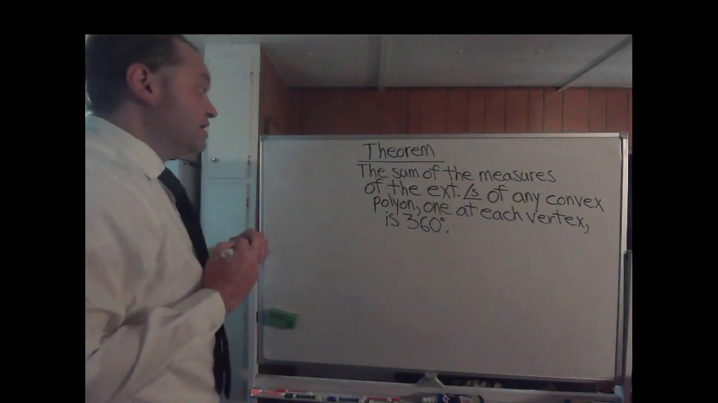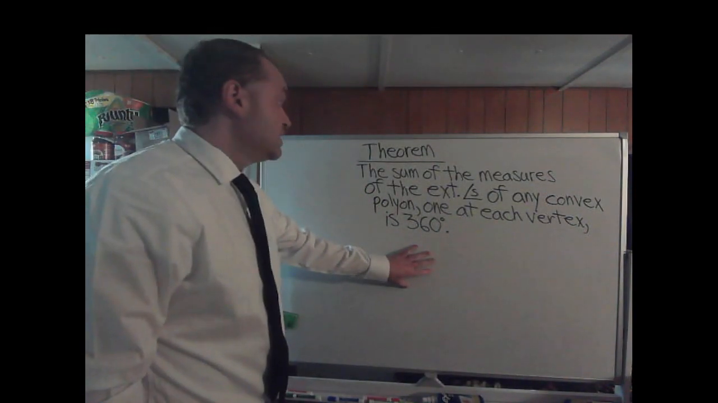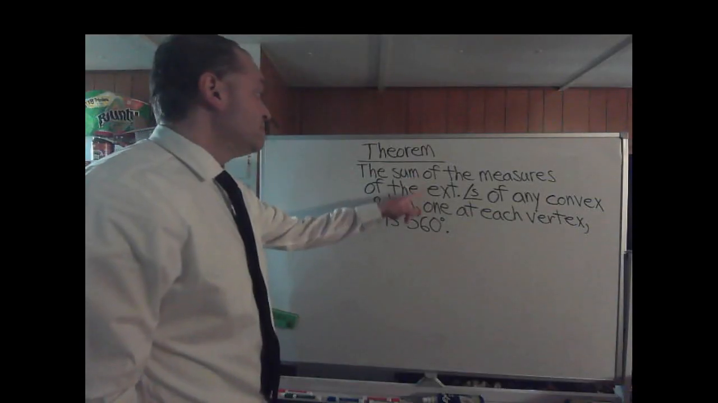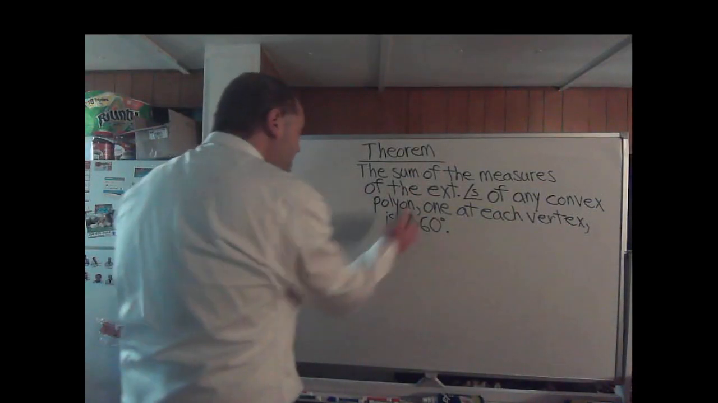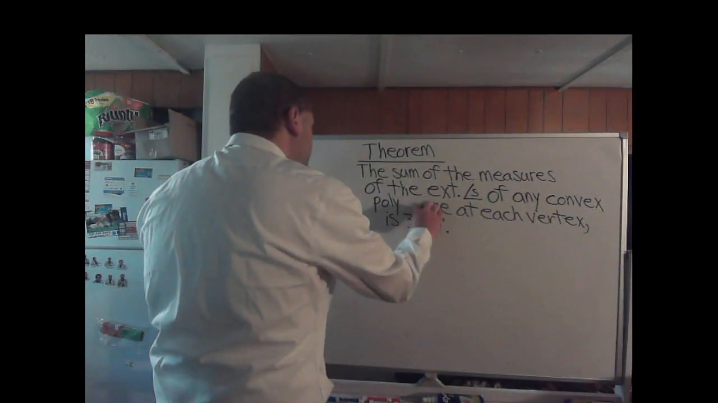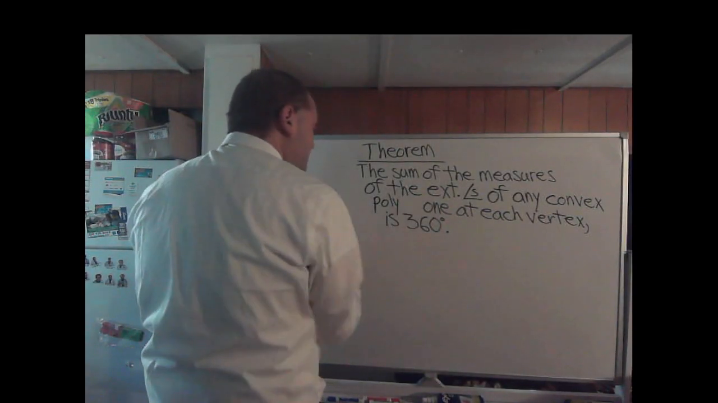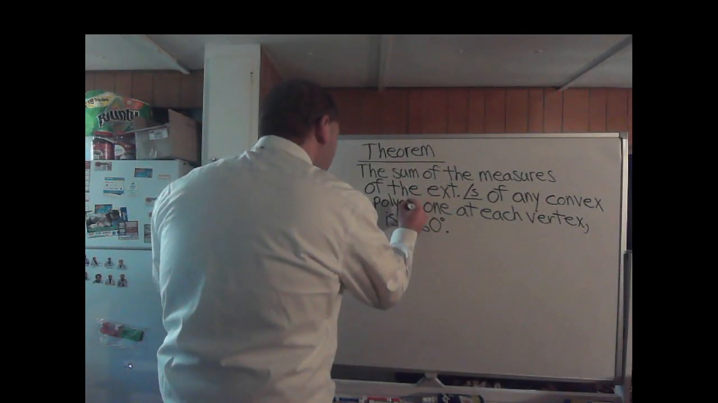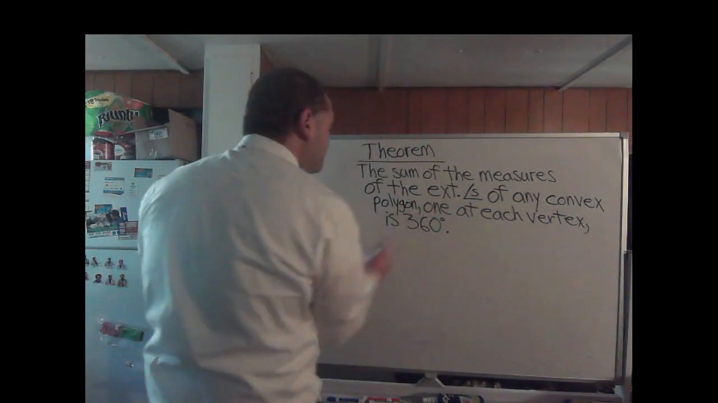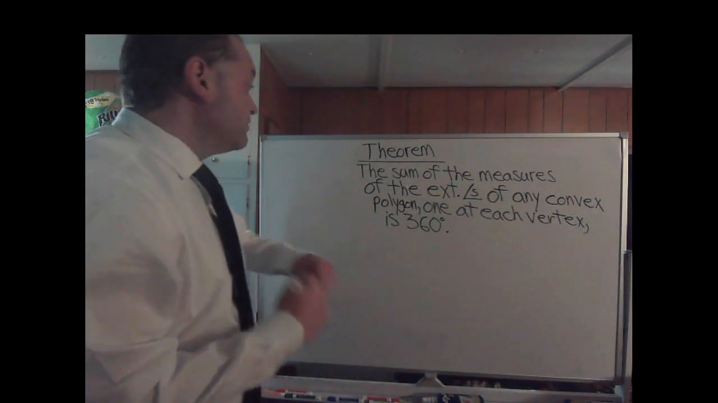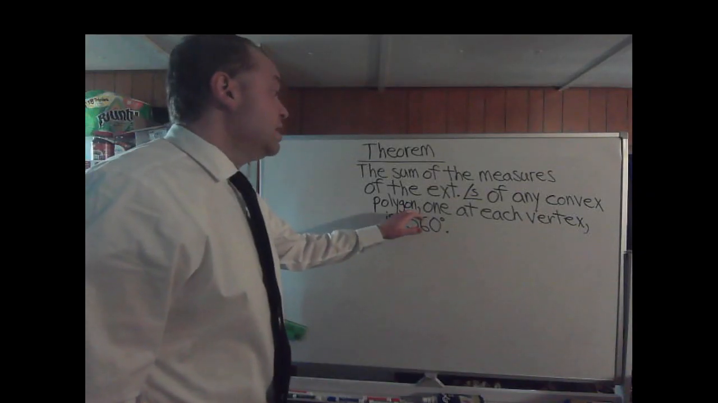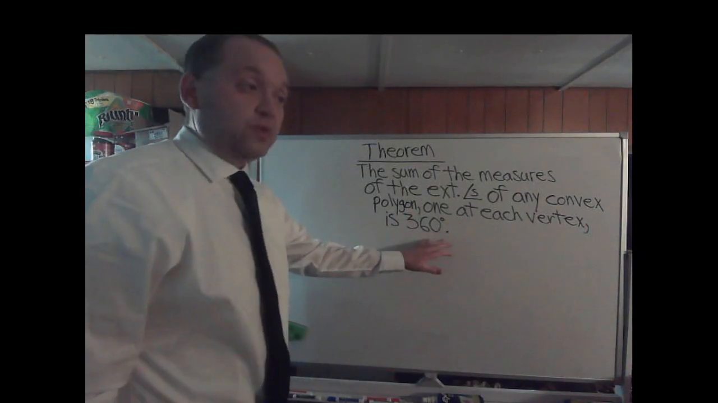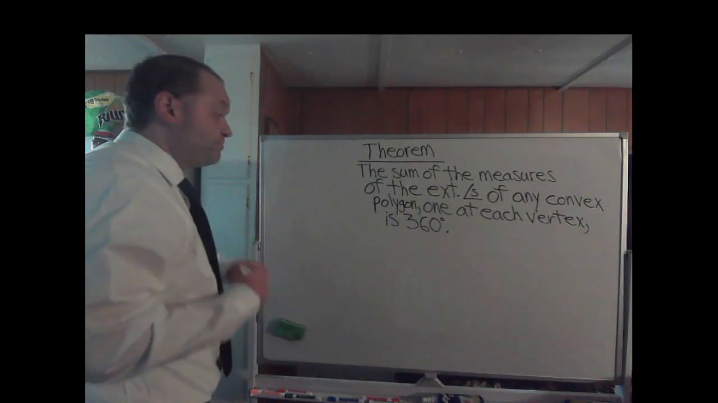So now we're talking about exterior angles. This theorem tells us that the sum of the measures of the exterior angles of any convex... I spelled it wrong again. Dang it, I don't know what it is with me doing that today. I keep skipping the G. Good grief. That's more like it. So the sum of the measures of the exterior angles of any convex polygon, one at each vertex, is 360 degrees.